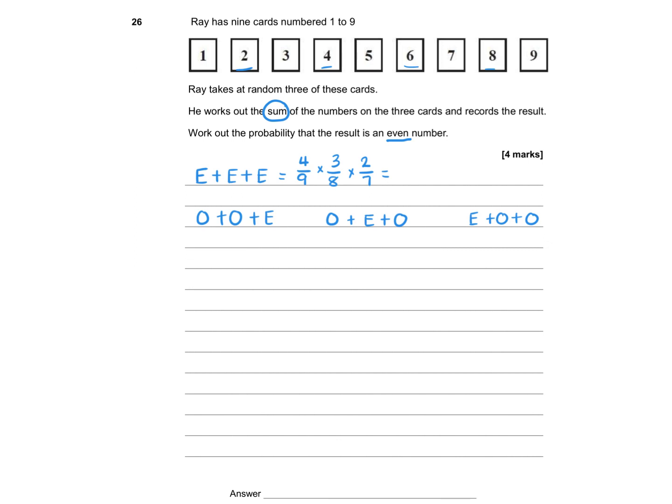And then for the next 3 options, how many odd cards are there? 1, 3, 5, 7, and 9. That's going to give us 5.